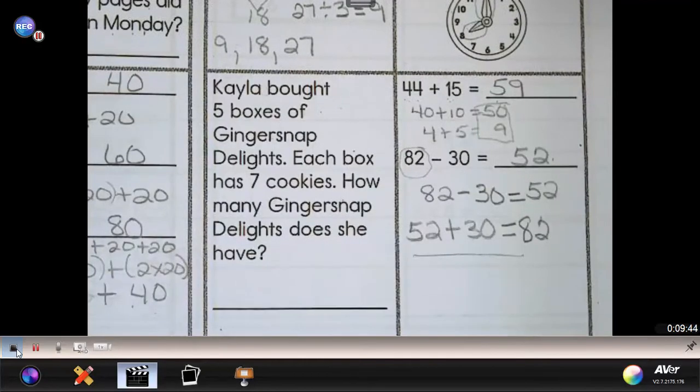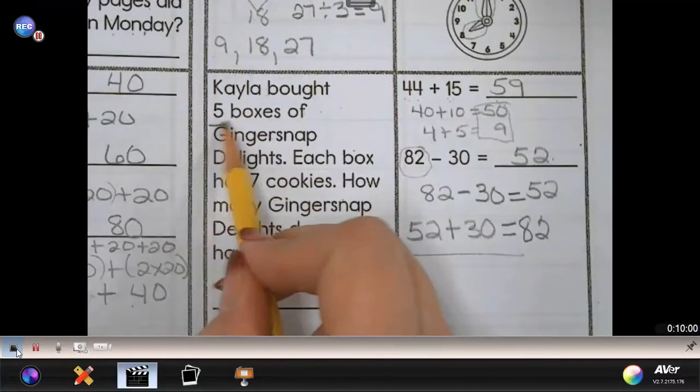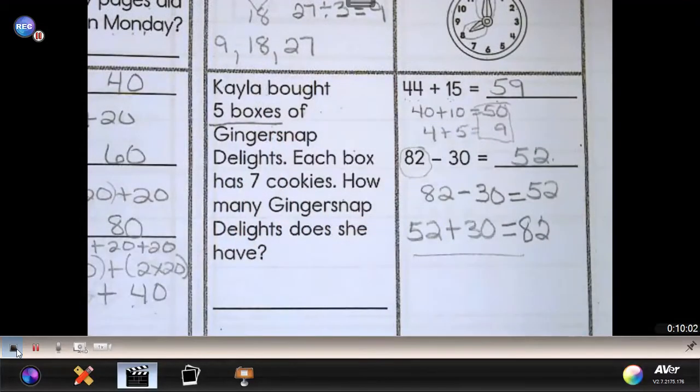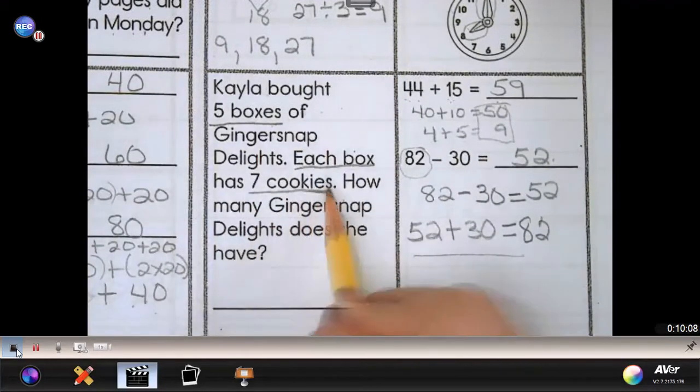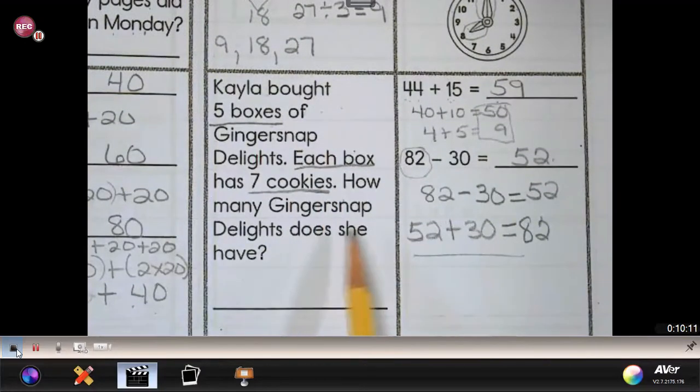Our next problem, which is our word problem, says Kayla bought 5 boxes of Ginger Snap Delights. Each box has 7 cookies. How many Ginger Snap Delights does she have? So we have our 5 boxes, and we have 7 cookies in each box. Now, they want to know how many total cookies do we have.